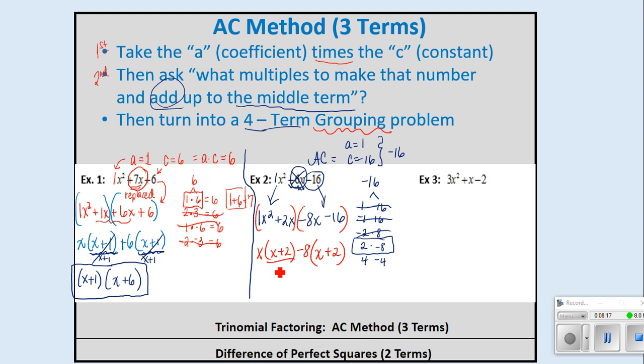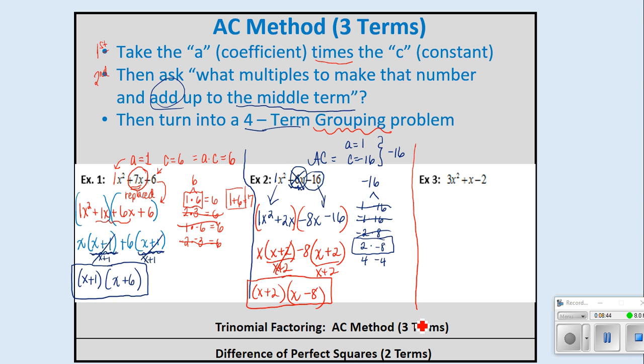Now we're going to factor out the x plus 2. When we factor out the x plus 2, we'll have x minus 8 left over. So the two factors that multiply to make this x squared minus 6x minus 16 would be x plus 2 and x minus 8. All right, that brings us to our third example.